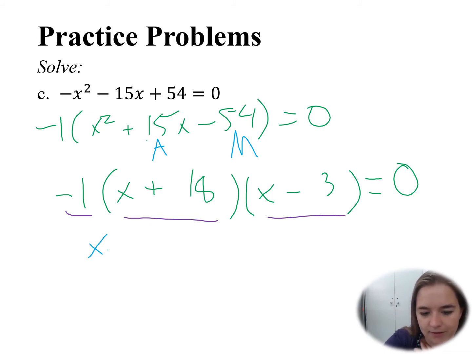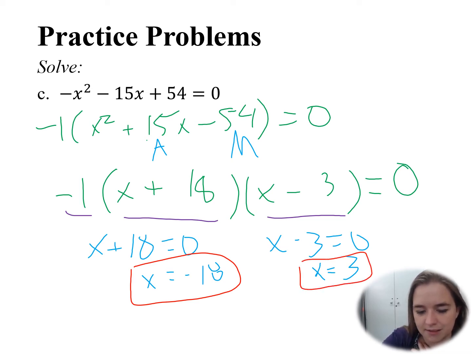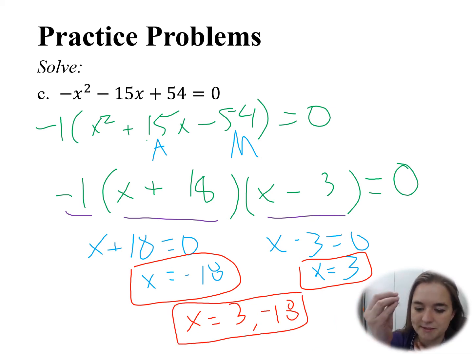So I get either x plus 18 equals 0 or x minus 3 equals 0. So that tells me that one possible solution for x is -18, and the other possible solution is +3. So my final answer is that x is 3 or -18. I've put all the pieces together now. I can factor it out, and I can use those factors to find my zeros, and I have solutions.